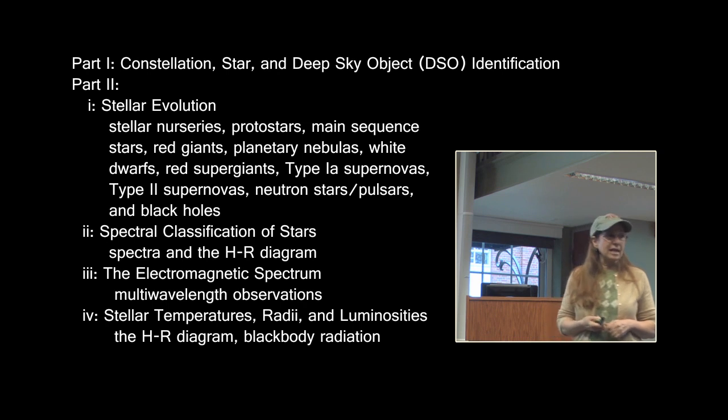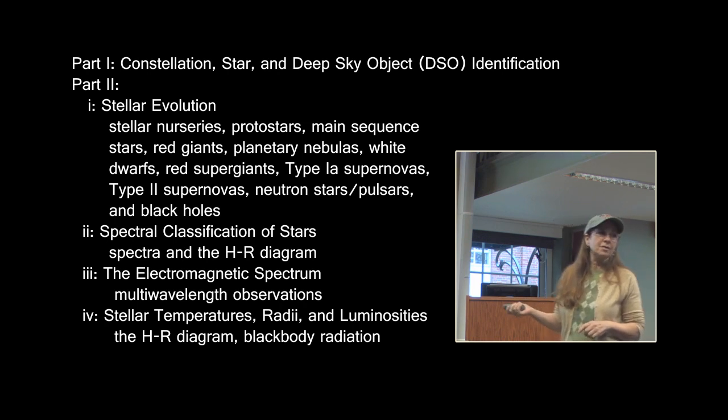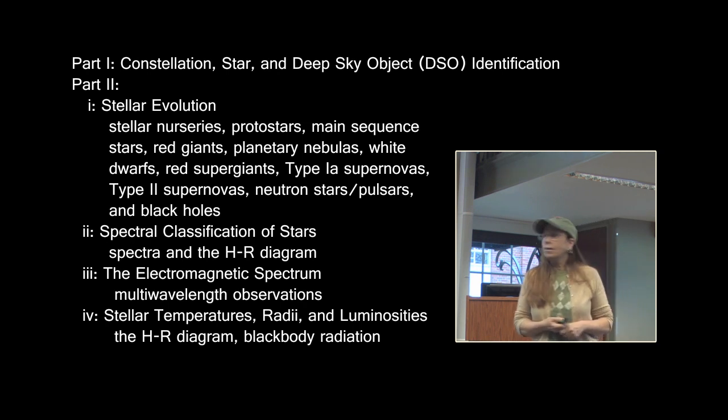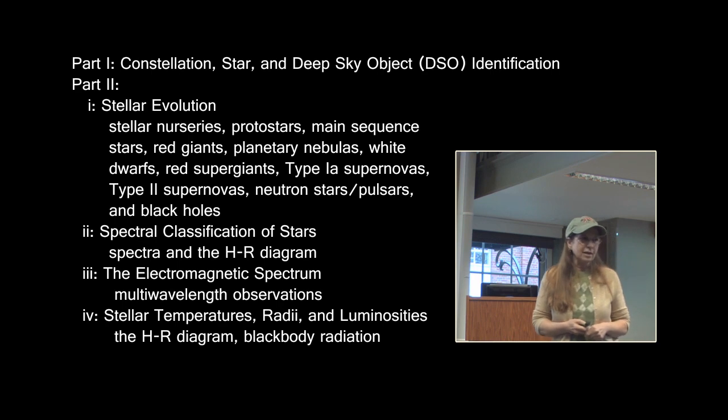Also, the spectral classification of stars is very important because that's how we know their stage of stellar evolution, by their spectra, and how they are placed on the Hertzsprung-Russell or HR diagram. The electromagnetic spectrum itself, which means that you need to study images of the deep sky objects in every wavelength that you can find. And then the relationship between stellar temperatures and radii and luminosities, and again, you can do that by understanding the HR diagram and the radiation laws.